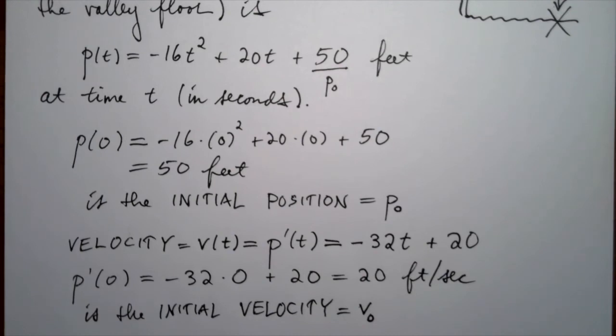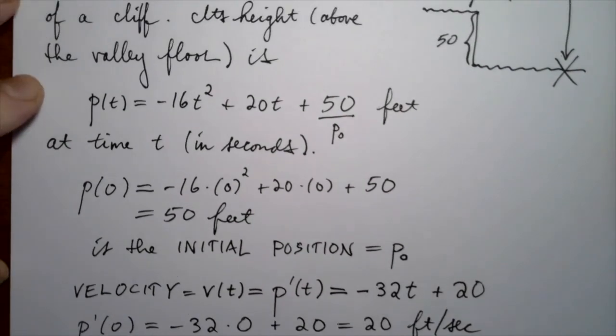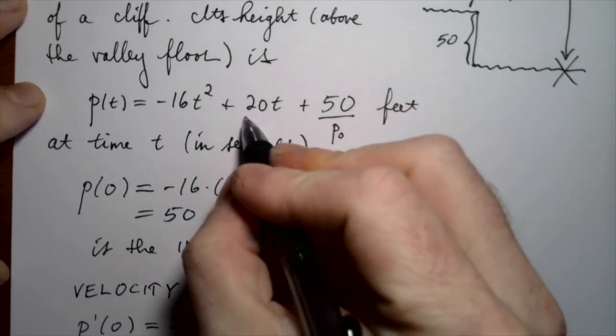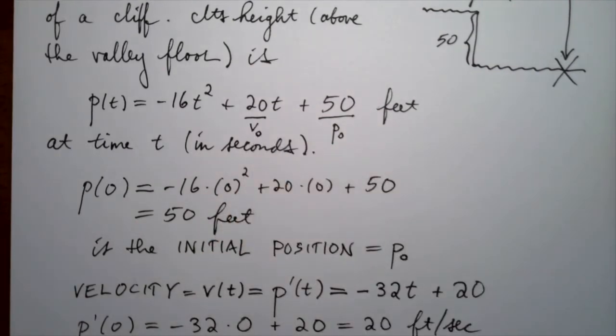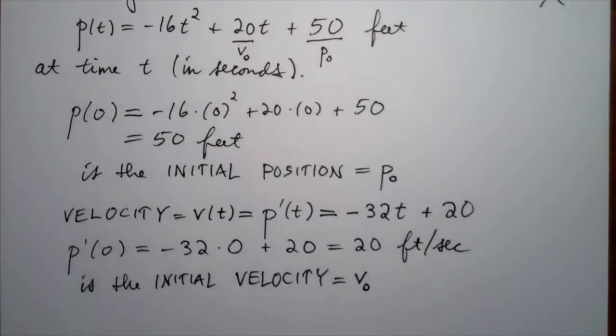This is saying that we're throwing the piano upward at a rate of 20 feet per second at the beginning of the process. Going back to the original function, we see that that constant 20 also shows up in the formula. That coefficient in front of t is our v naught, our initial velocity.